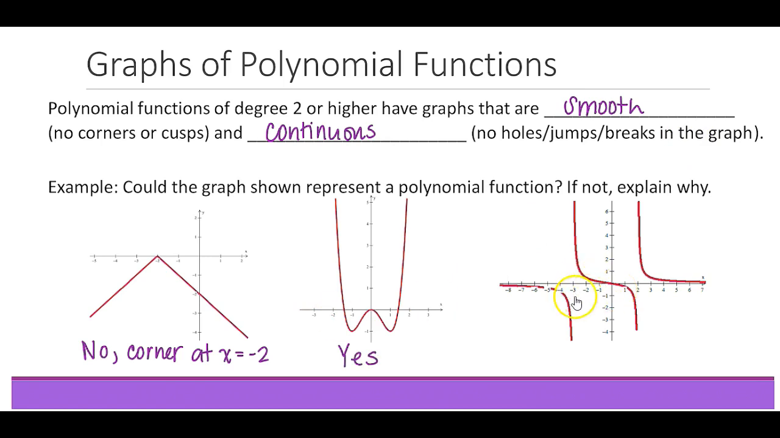Finally, this last example, I have these 3 pieces to my function, and they're separated by vertical asymptotes at negative 3 and at 2. So this could not represent a polynomial function. The answer here is no, and that's because I am discontinuous. So I am discontinuous at 2 different places actually, at x equals negative 3 and at x equals 2.